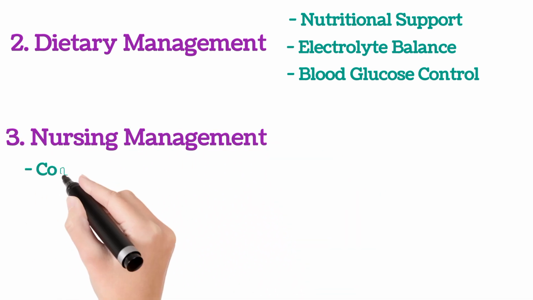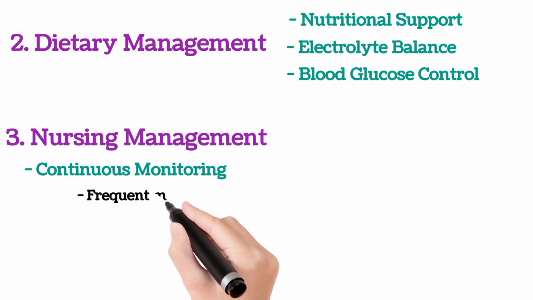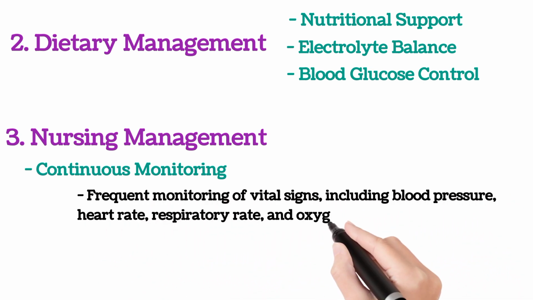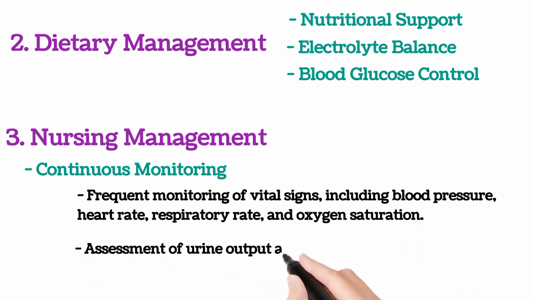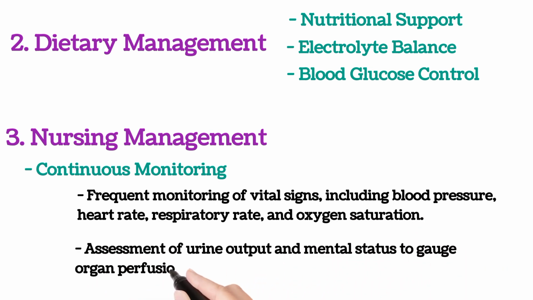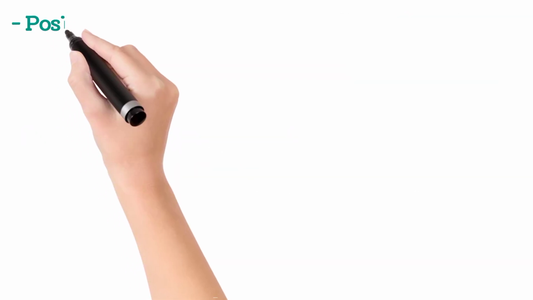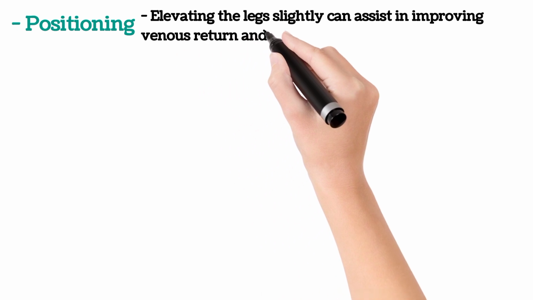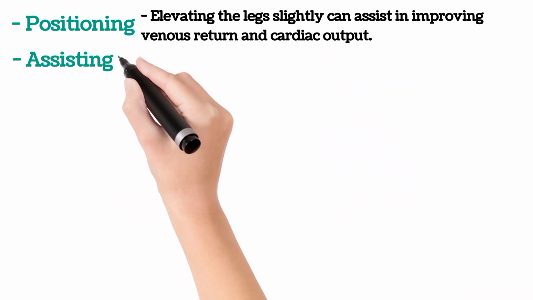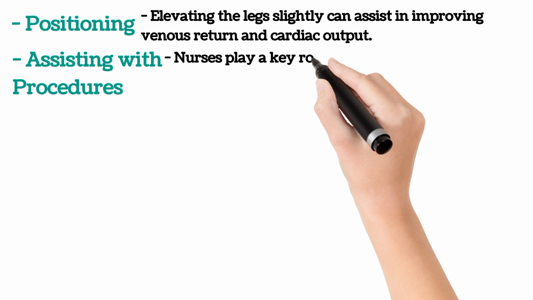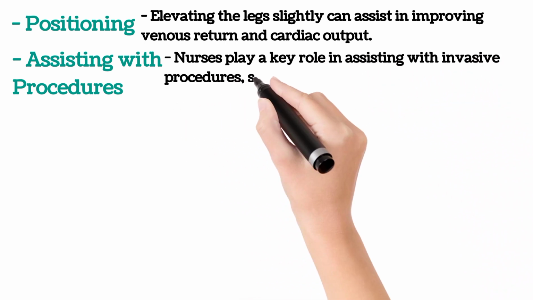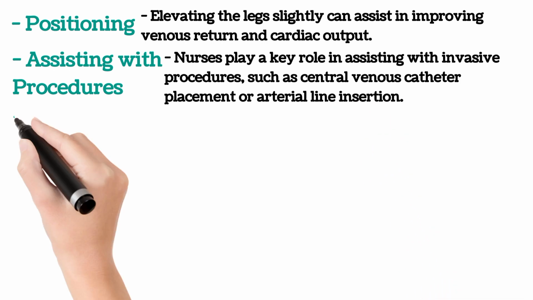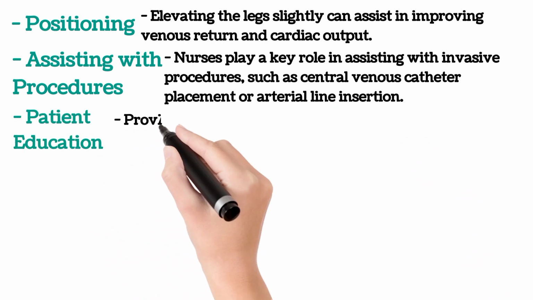3. Nursing management. Continuous monitoring. Frequent monitoring of vital signs, including blood pressure, heart rate, respiratory rate, and oxygen saturation. Assessment of urine output and mental status to gauge organ perfusion. Positioning. Elevating the legs slightly can assist in improving venous return and cardiac output. Assisting with procedures. Nurses play a key role in assisting with invasive procedures, such as central venous catheter placement or arterial line insertion.